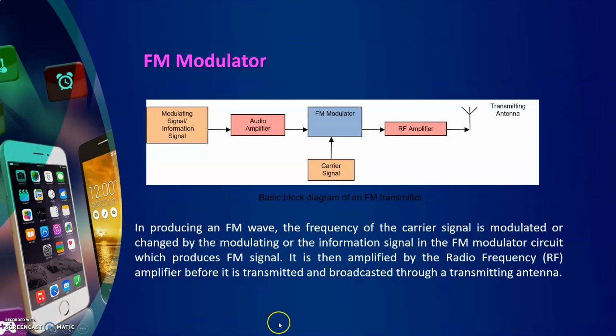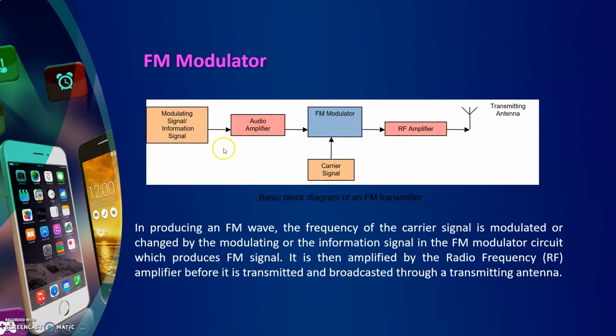These are the block diagrams of the FM transmitter. Inside the FM transmitter, there is an FM modulator, where the modulation process occurs. In producing an FM wave, the frequency of the carrier signal is modulated or changed by the modulating or information signal in the FM modulator circuit. You then produce an FM signal, which is amplified by the radio frequency amplifier before it is transmitted and broadcasted. This is a very simple block diagram.